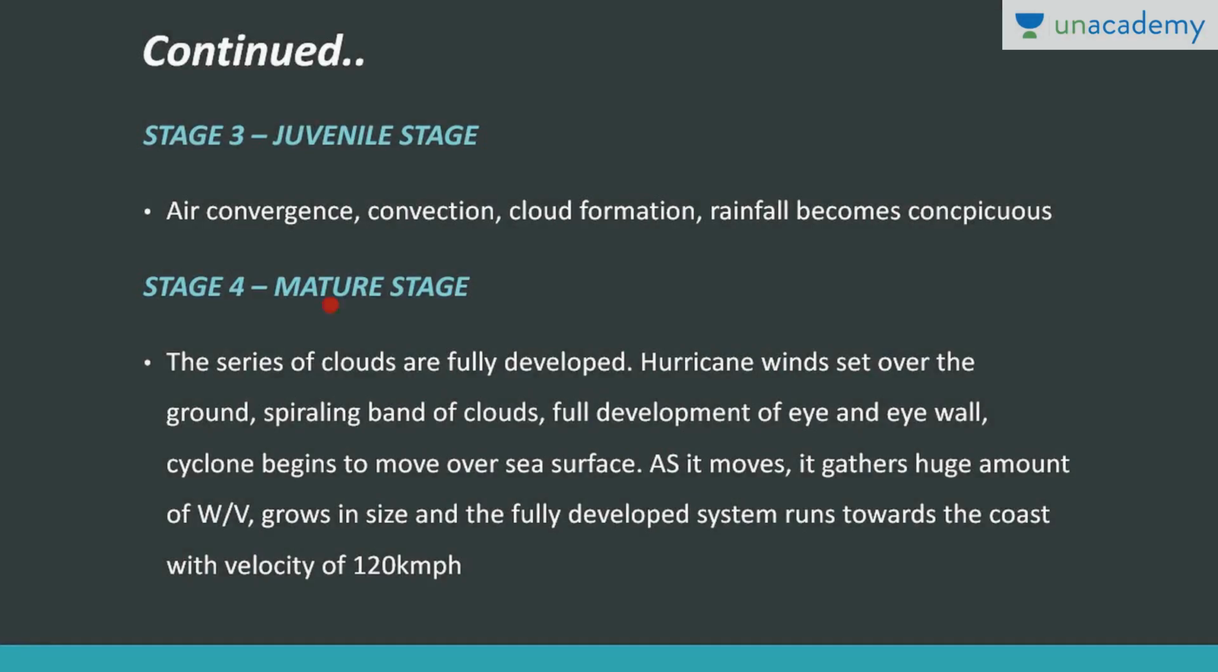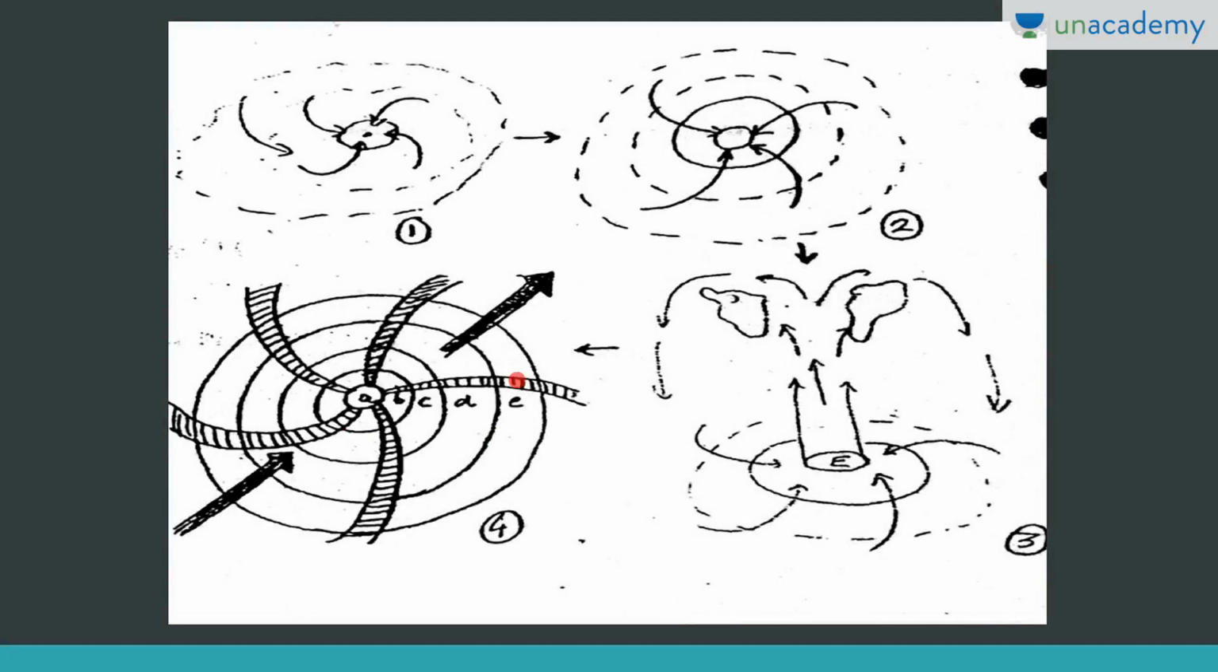And in the fourth stage the series of clouds are fully developed, with full development of the eye and eye wall, right? You will see spiraling bands of clouds, and hurricane winds or winds of high velocity have started blowing, and this whole cyclone system begins to move over the sea surface. So this is the mature stage, where this whole cyclone is gradually moving over the sea.